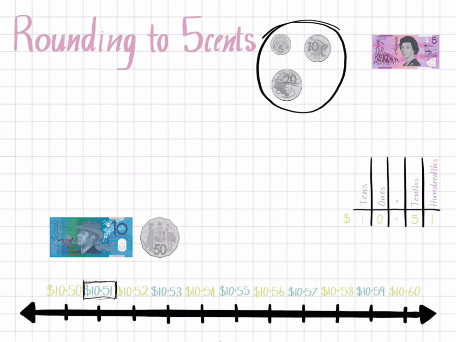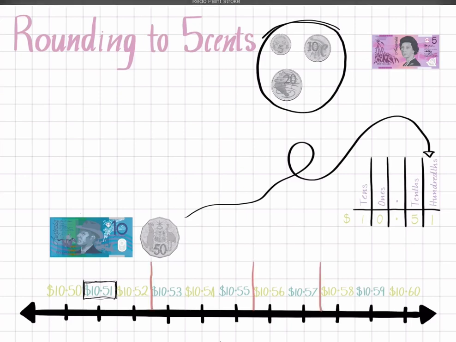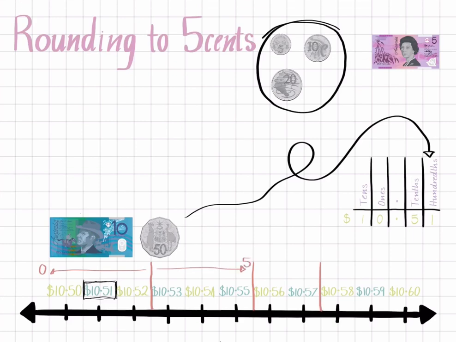Because we don't have a 1 cent coin in Australia, we need to round to the nearest 5 cents. So when we do this, we need to look at our last digit in our hundredths column to see if we need to round up or down. So if we have a 1 or a 2, we round back to the 0. So that is, again, if we have a 1 or a 2 in our hundredths column, we round back to the 0. If we have a 3, 4 or 5, we round up to the 5.